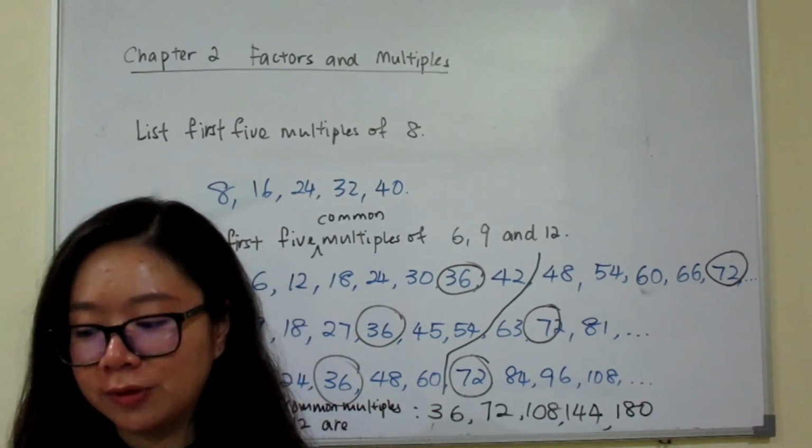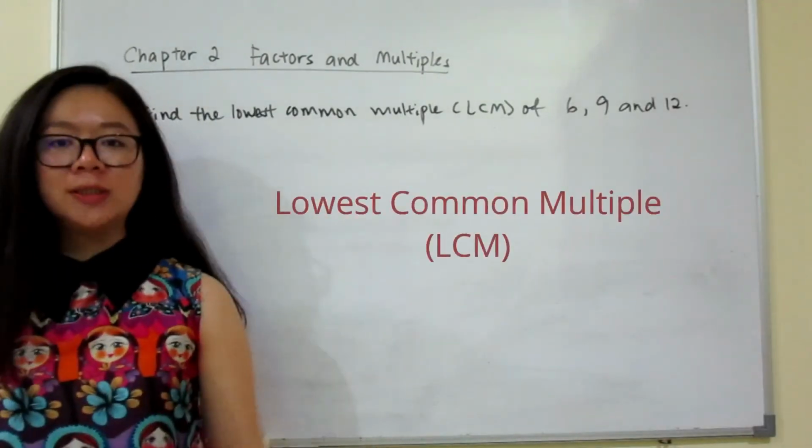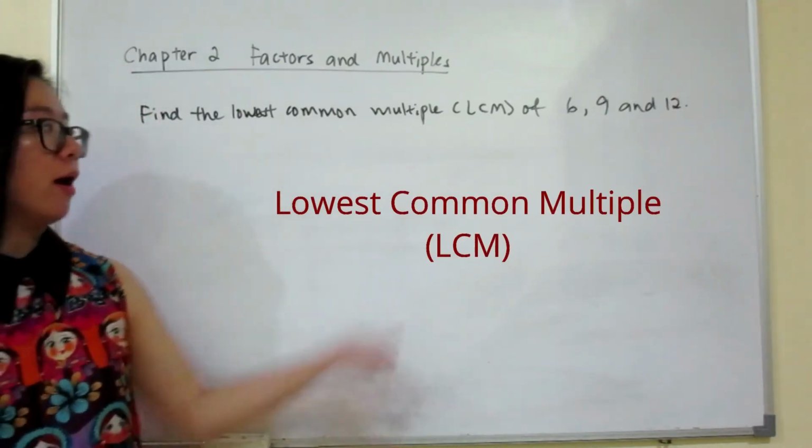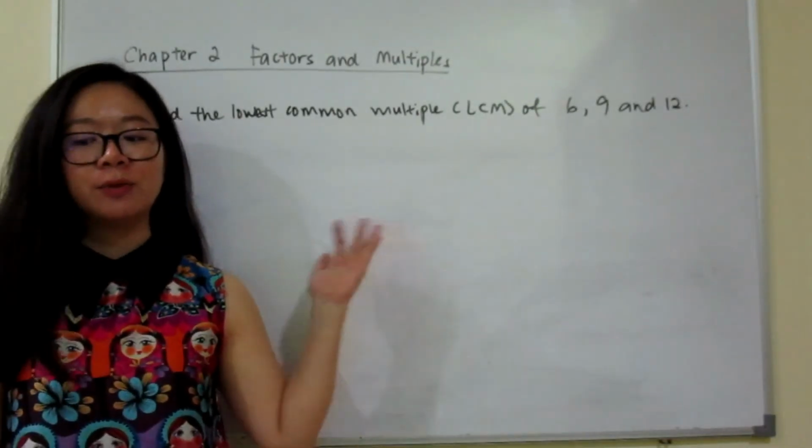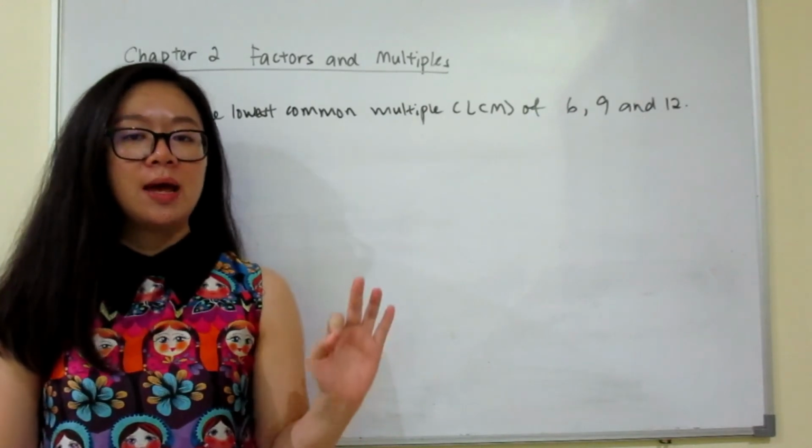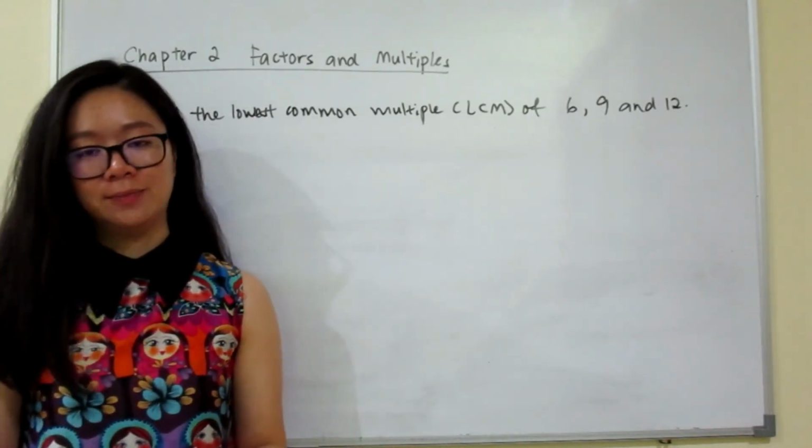Alright, so now we're moving to the last part. Lowest common multiple. I'm using the same question from just now, just that we need to identify the lowest common multiple from the common multiples we got just now.